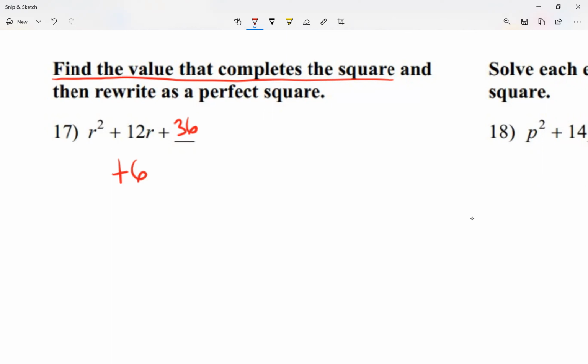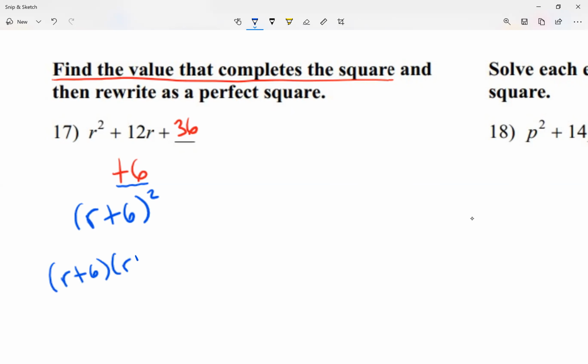Now, what if I ask you, rewrite as a perfect square? What I will expect you to write will be r plus 6. You guys see where the plus 6 came from? R plus 6 squared. Now, because we cannot type exponents, I'm just going to write r plus 6 twice. The same parentheses twice. All together, no spaces, just all together.